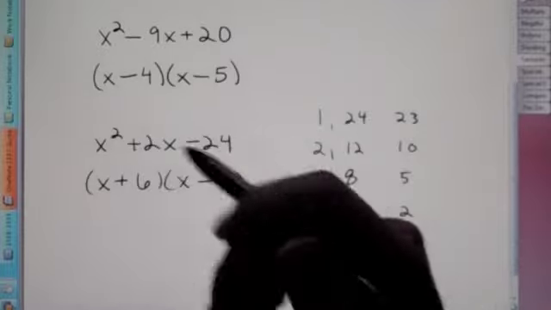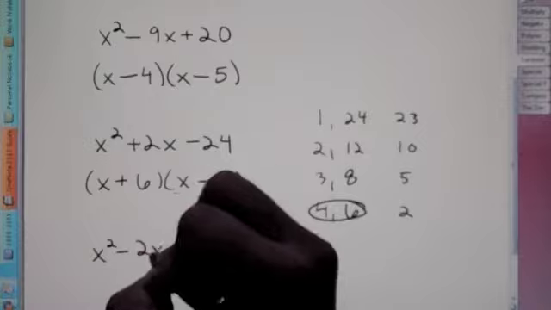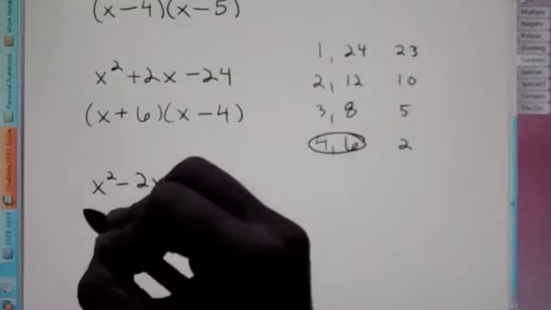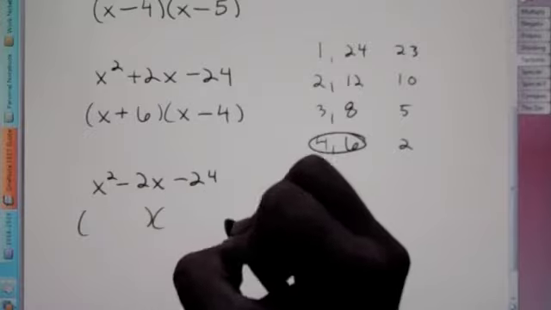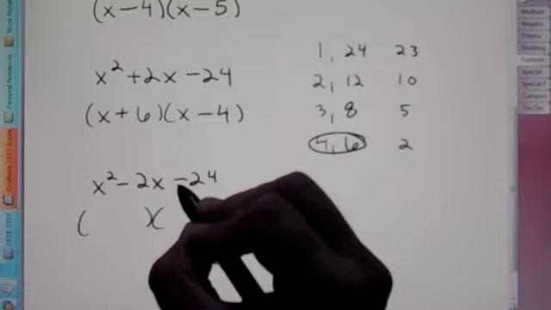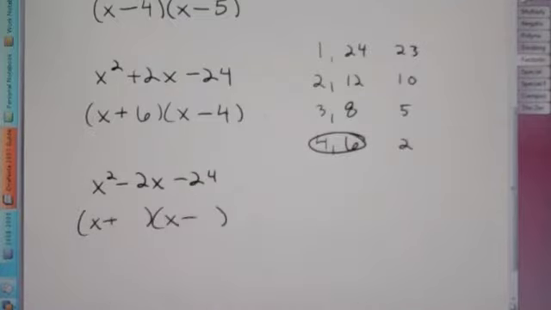I'm just going to change one little symbol here. So if we have x squared minus 2x minus 24, again, don't think that these are both negative because you see two negatives. If there's ever a minus right here, again, it's going to be opposite symbols.